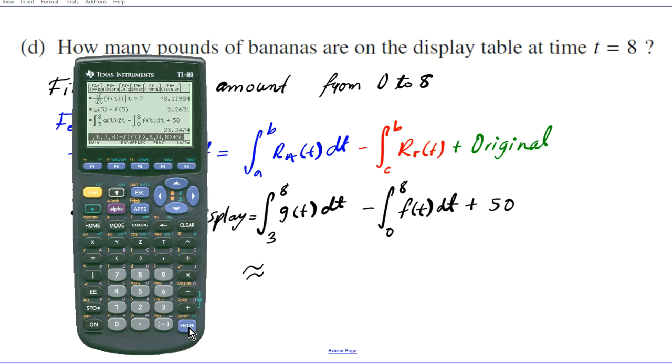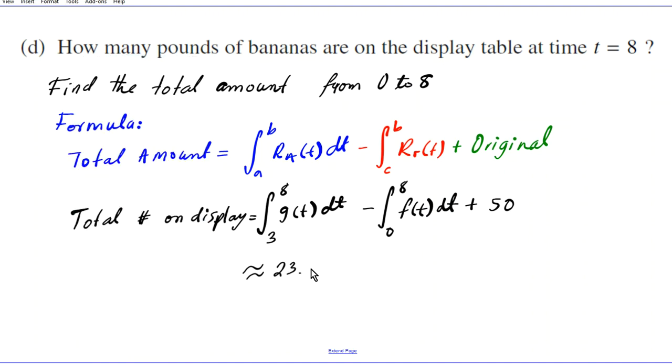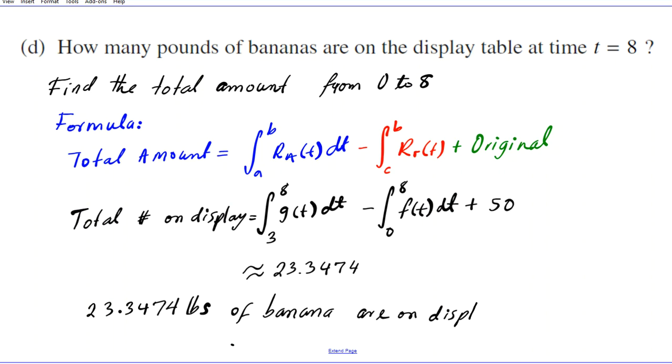It's calculating. 23.3474. Okay, so the answer is 23.3474. Alright, so what does this mean? It just means that 23.3474 pounds of banana are on display at time t equals 8. Okay, so that's that.